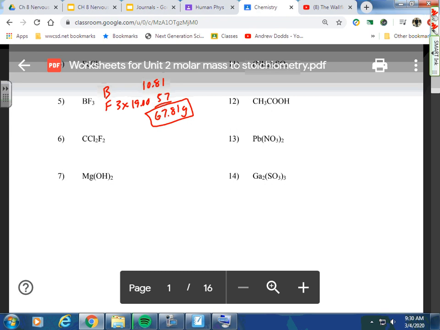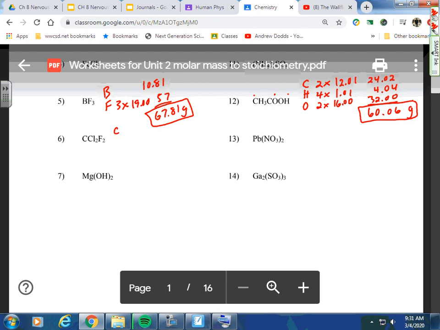Number 12 is weird the way they did this. But so C, instead of just being 1, there's actually 2 C's in it. H, instead of just being 3, there's actually a 4th one over here. And O, there are 2 of them. So carbon has a mass of 12.01. I'm going to do that twice, so that's 24.02. Hydrogen is 1.01, so that's 4.04. And oxygen is 16, so it's really a total of 32. So I get 60.06. All right.